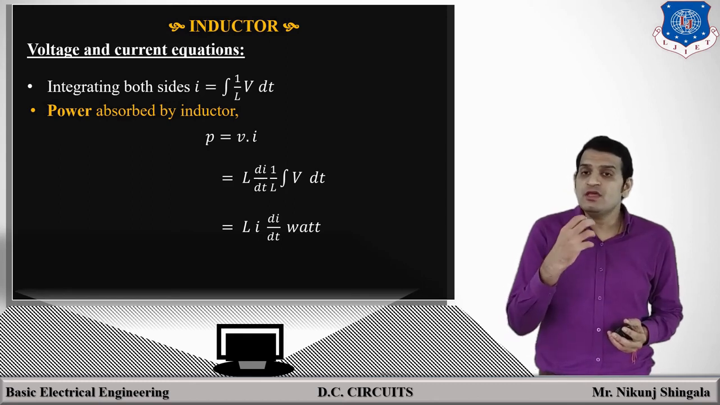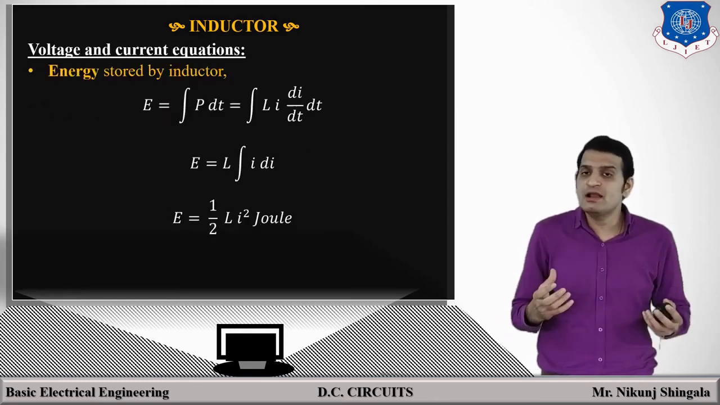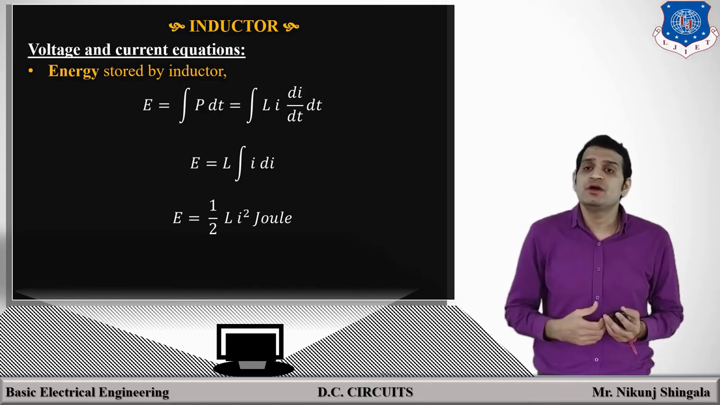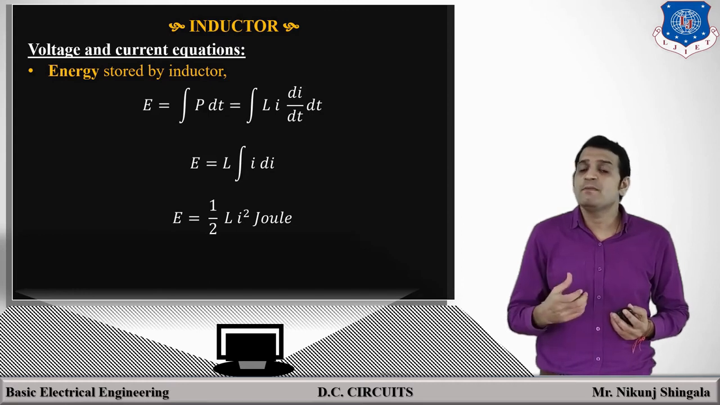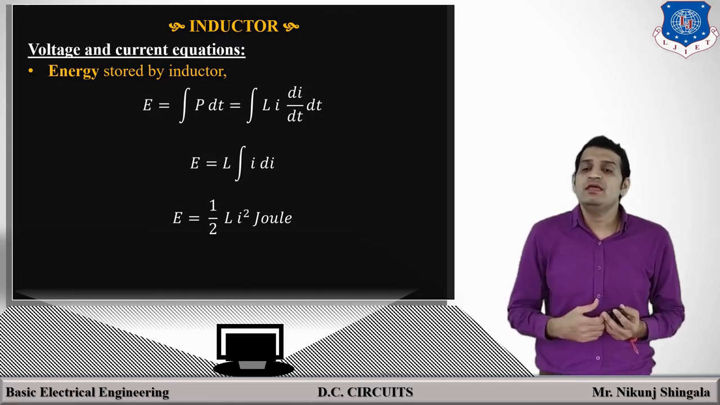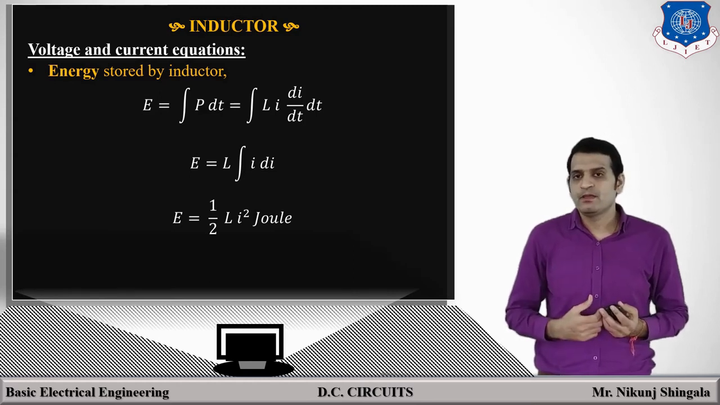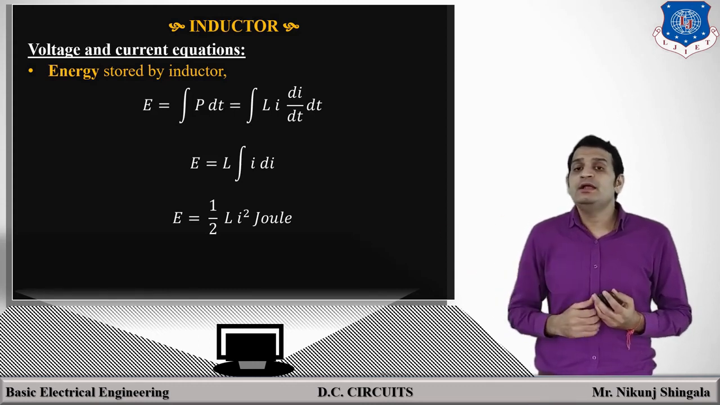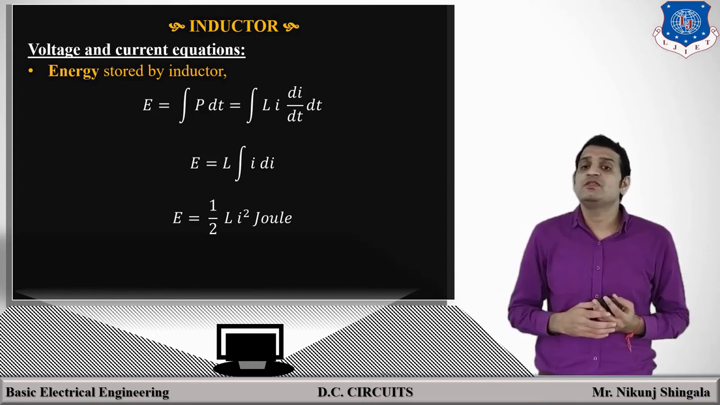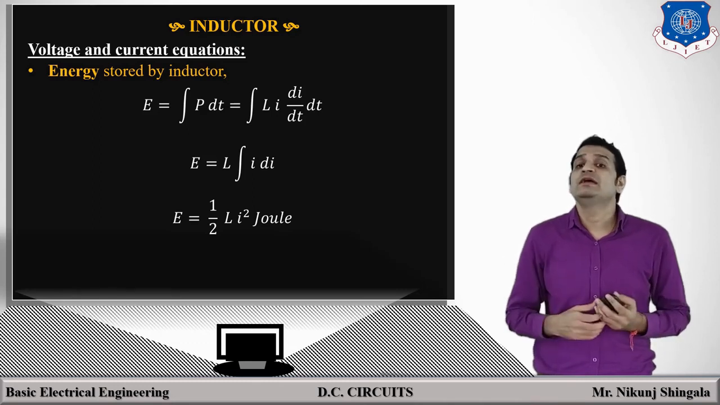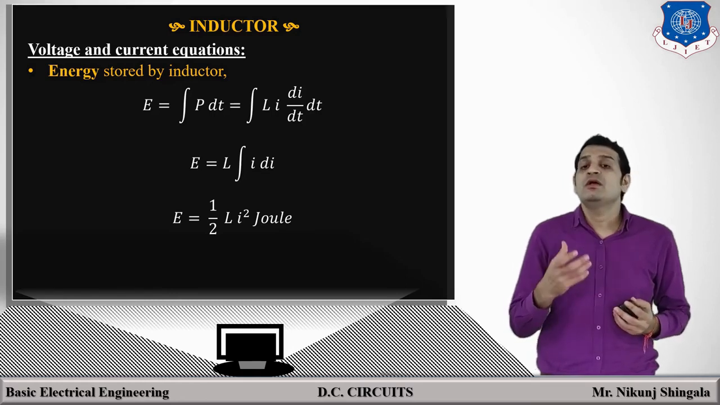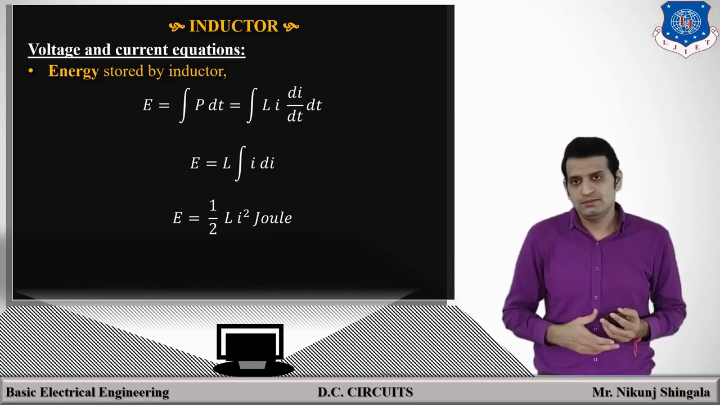Next is the energy stored by the inductor, because an inductor is basically an energy storing element. So we can write E is equal to integration P dt, where P is the power. So E is equal to integration L i di by dt into dt. So E is equal to L integration i di, and integration of i di is nothing but i square by 2. So we can write energy E is equal to 1 by 2 L i square joule. So this is the energy stored by the inductor.